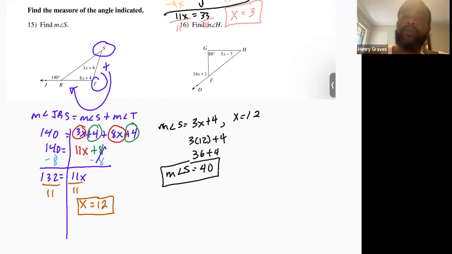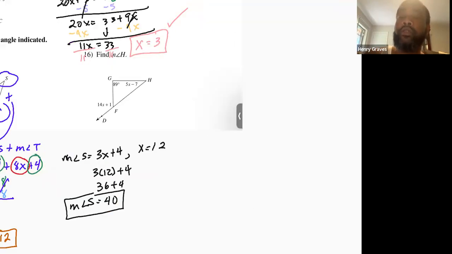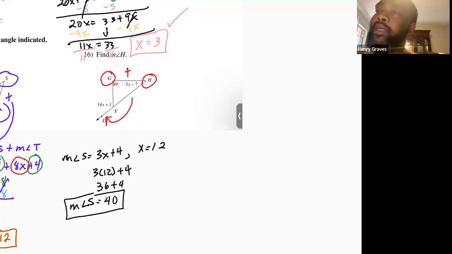Now on 16, I'm going to do one more. I know there's going to be definitely some confusion. So we have to find the measurement of angle H right here. So to find angle H, I'm going to take both of these, add them together, and that's going to equal this guy here.